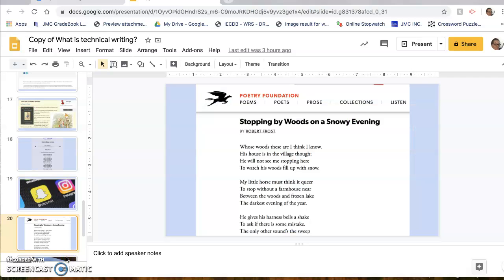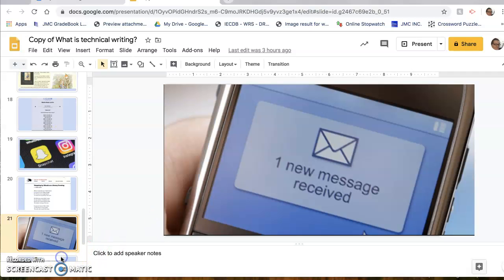The poem Stopping by Woods on a Snowy Evening by Robert Frost. What do you think? The answer is no. It's a very lovely poem and I actually enjoy it a lot, but it is not considered technical writing because it was created from the writer's own head, not based on facts. With the text message, it follows the same format as the snap. Depends on the content of the message.